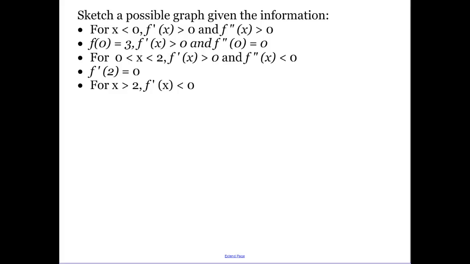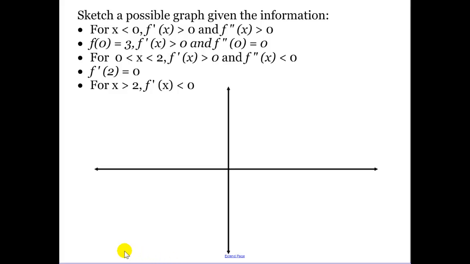Okay, our next piece, I give you a bunch of information, and we need to sketch a graph given that information. Okay, first I'm going to draw my axes in. Now what you want to do is look at everything that you're given. For x less than 0, we are increasing concave up. F of 0 is 3, so I'm going to put that down. I'm going to label my x-axis, my f of x, and my x. And then I might want to put in some values here.